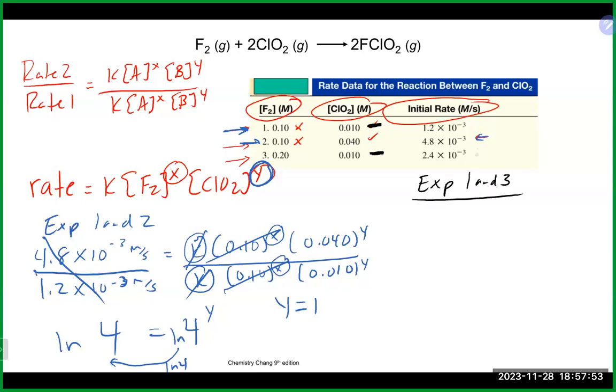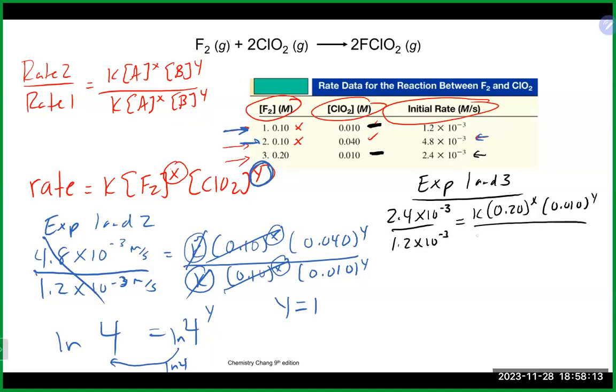Once again, I'm going to put the larger concentration up on top, or our rate up on top. That's going to give me 2.4 times 10 to the minus 3 equals K 0.2 to the X, 0.01 to the Y. And I'm going to put number 1 back there on the bottom, 1.2 times 10 to the minus 3, K 0.1 to the X, 0.01 to the Y.